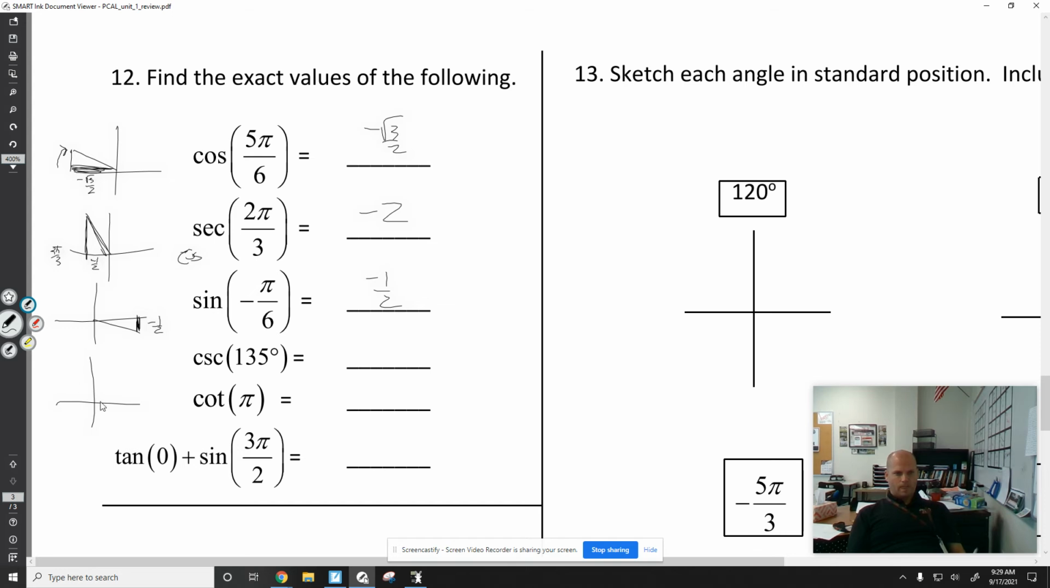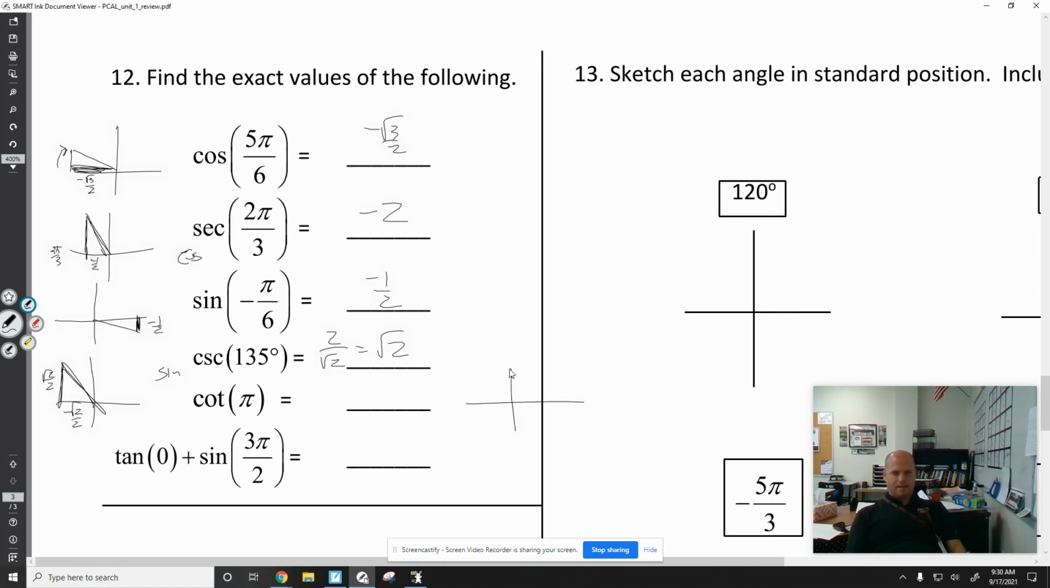135 degrees, 180 minus 45. So we have a 45 reference angle going up √2/2 over negative √2/2. Cosecant is sine's flip. Sine is opposite, it's the vertical. Flip √2/2, you get 2 over √2, which is just √2. It's positive because the vertical distance is positive.